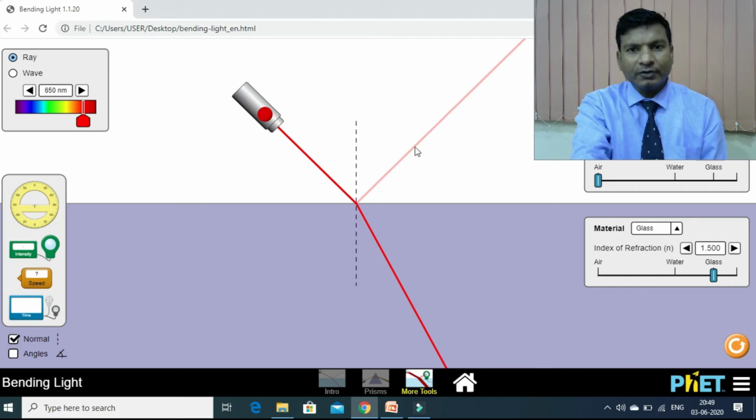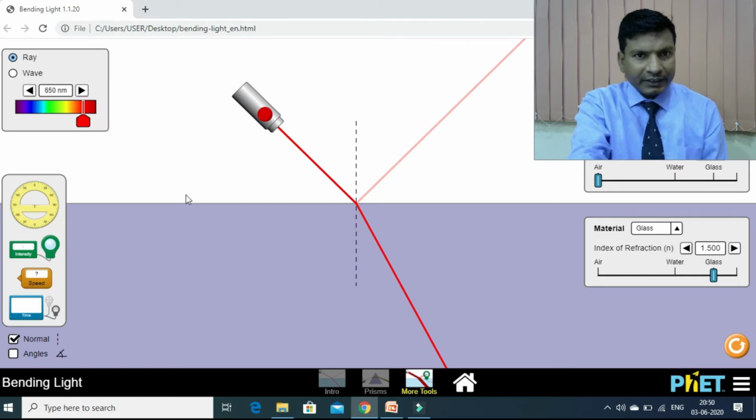I have told you during the course of refraction, partial reflection is also taking place. We cannot say that reflection is not taking place. Partial reflection is taking place, but here the intensity of this light is very less, and due to this reflected ray, the intensity of the refracted light is decreasing. Here you can understand how the intensity of the refracted light will be decreasing. I will show you, but before that, just see here, suppose I change the angle.